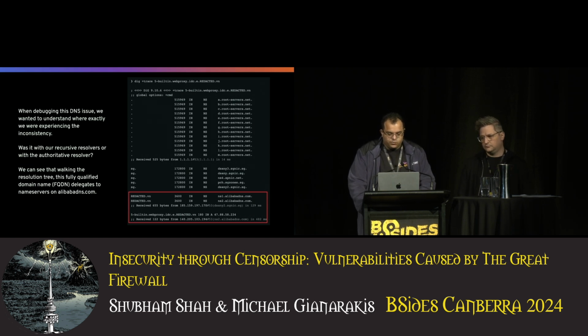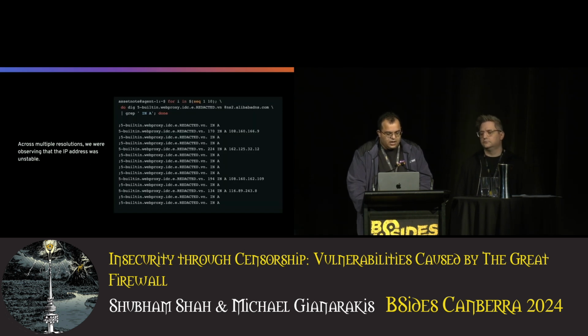And we can see that as we walked the resolution tree, the fully qualified domain name delegated its name servers to alibabadns.com. So you can see here that this specific DNS record returned an IP address, and that was being served by ns2.alibabadns.com. We tried to do multiple different resolutions to see how consistent this was, and it turns out that it was pretty consistent. Just doing 10 resolutions, almost half of them were returning IP addresses that were unexpected. This was really unreliable, unstable DNS resolution, but it was definitely some level of poisoning going on.